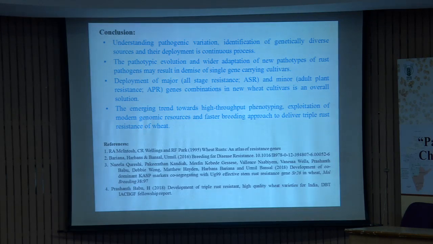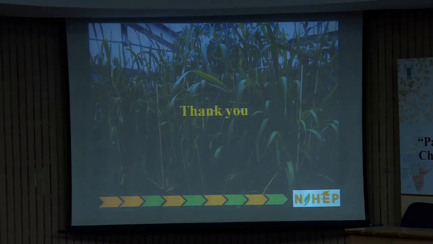For references, if you want basic information on wheat rust, a paper came in 1995, Wheat Rust: An Atlas of Resistance Genes by Bob McIntosh. He is now 92. He comes to the office at 6 o'clock in the morning and leaves at 11 o'clock. He is the one who names all the genes of different kinds of rust globally. There is also one review from my supervisor, and we have a few publications that can be referred to. Thank you so much.